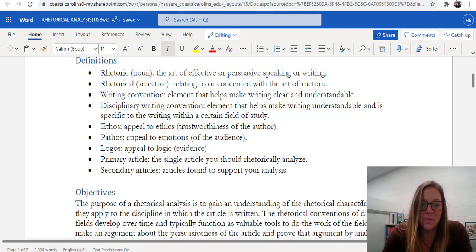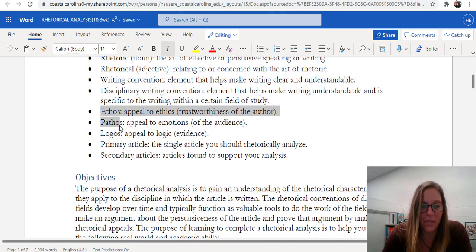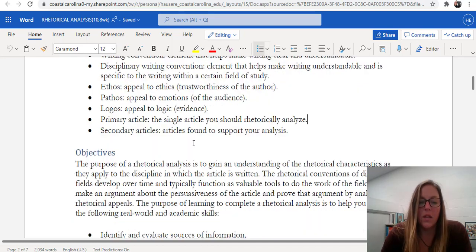Next, we have the rhetorical appeals, ethos, pathos, and logos. I have a rhetorical appeals video and a reading called Understanding Rhetorical Analysis, so I'm not going to spend any time going over those rhetorical appeals, but you will be analyzing the rhetorical appeals in this essay. Like I said, the primary article is the single article you chose to rhetorically analyze, and then you will also have secondary articles, and these are articles that you found to support your analysis.